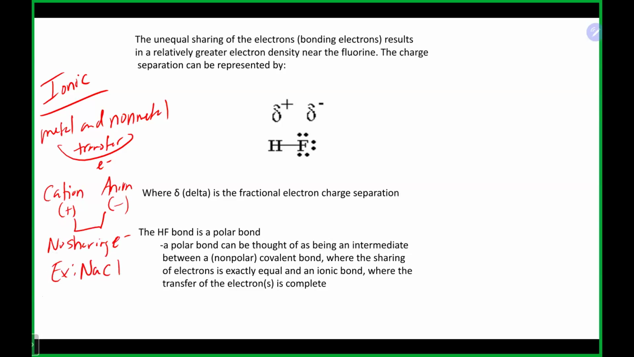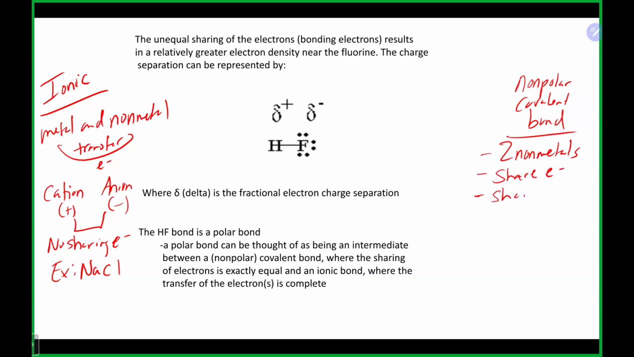On the other end of the extreme, we have a nonpolar covalent bond, or just a nonpolar bond. That is going to be between two nonmetals, where we're definitely going to share electrons, and they're going to be shared equally.